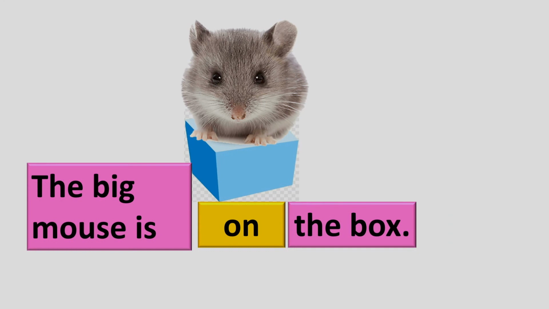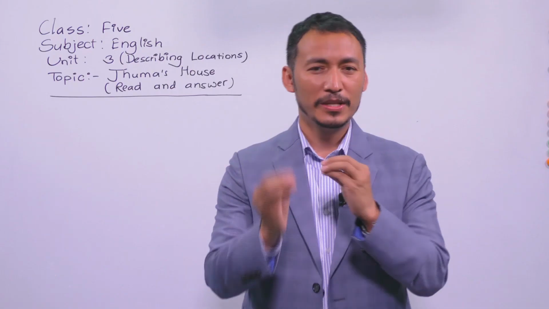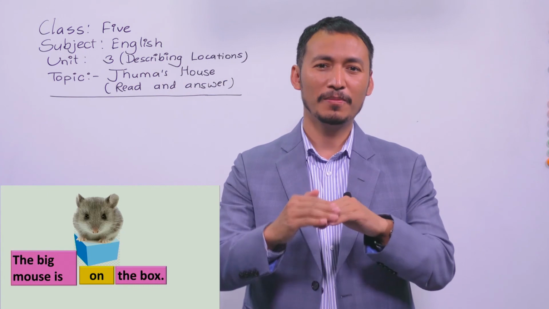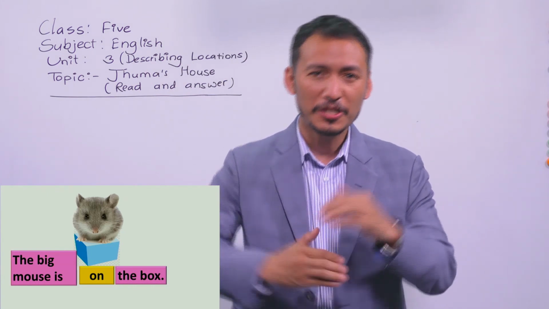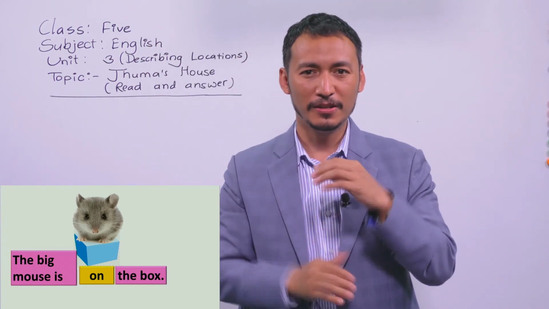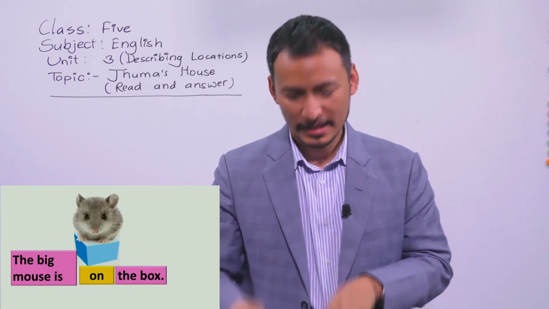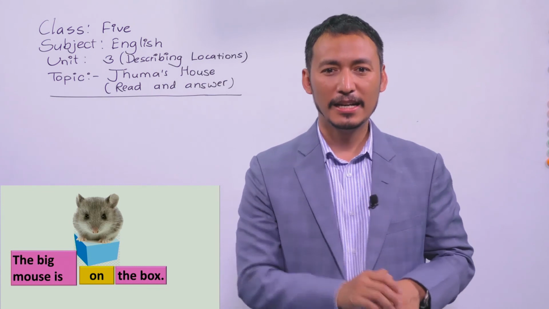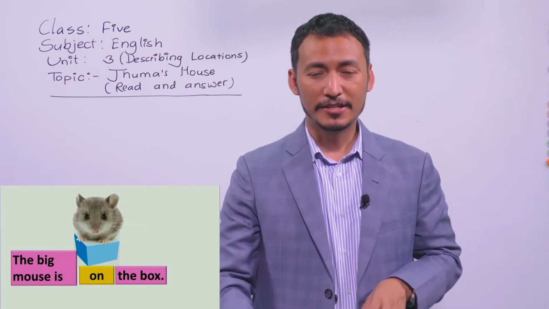All right, students. Next, let's see. Where is the big mouse? Can you tell me? Yes, it is on the box. On means sitting or lying on the top or the surface of something, not too high or not down. So on the surface. In that case, we use on. Let's see. Yes, it's on.